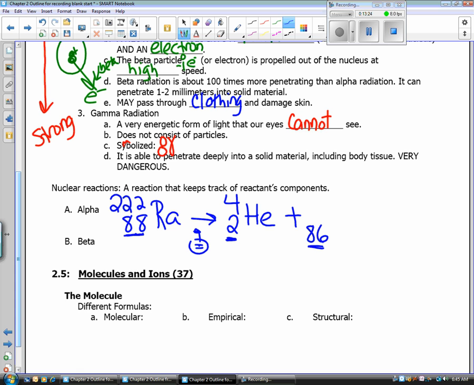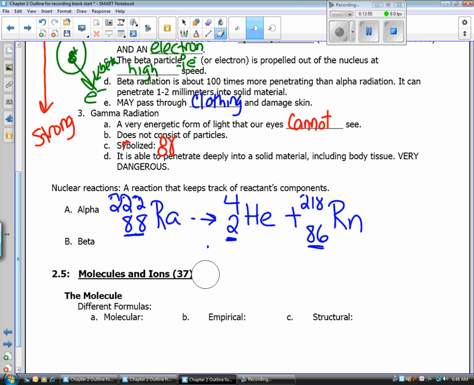Now for the top number, I have 222 equals 4 plus 218. So 218 plus 4 equals 222. So that's where all those numbers come from. I'm just going to erase this so it doesn't get too confusing on you. So 222 equals 4 plus 218, and 88 equals 2 plus 86. So then we look at the periodic table, number 86 is radon, Rn.